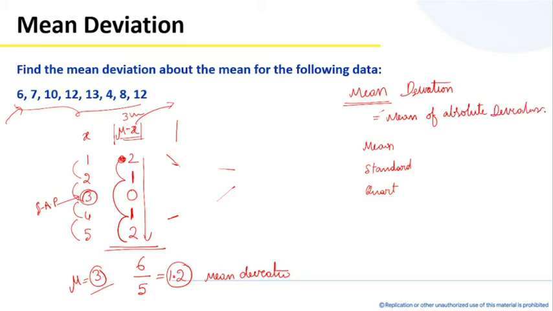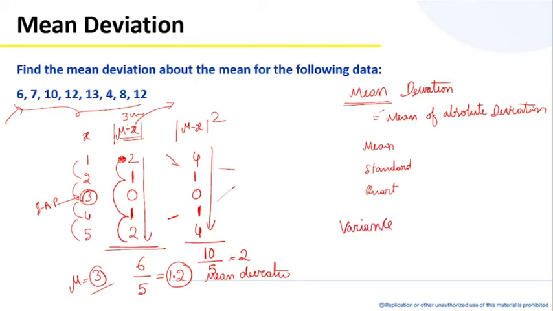Now I'm going to discuss standard deviation. Just focus. Let's calculate the squares of the absolute deviations. So 2 squared is 4, 1 squared is 1, 0 squared is 0, 1 squared is 1, 2 squared is 4. The summation is going to be how much? 10. Now 10 divided by 5 is going to be how much? 2. In fact, this is popularly known as variance.